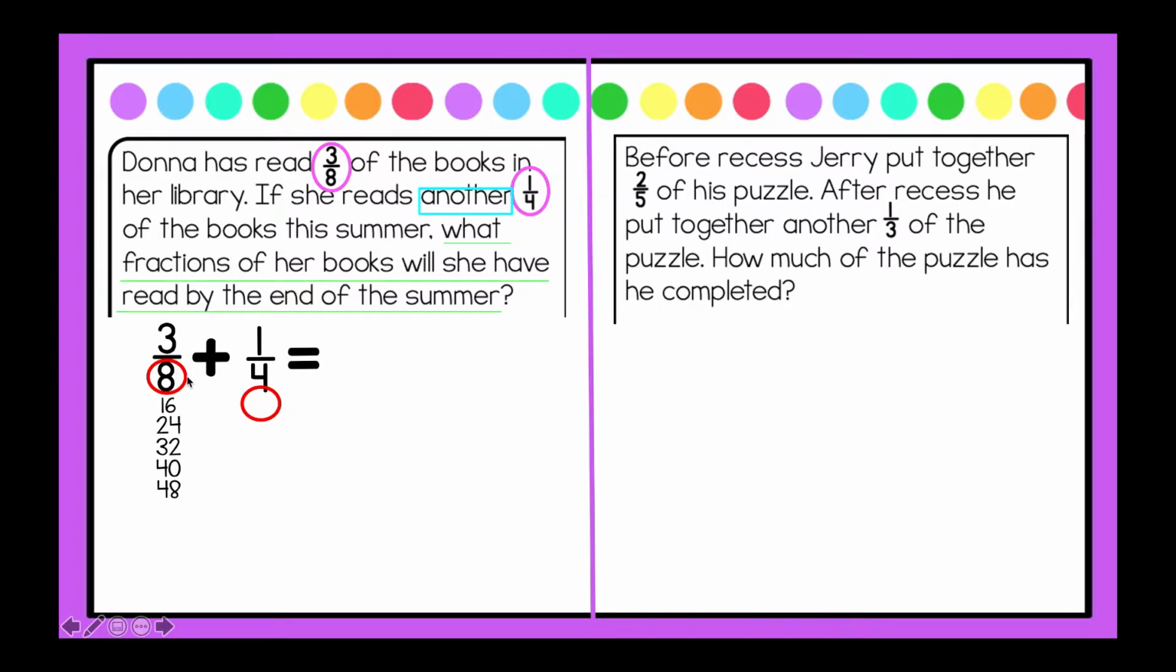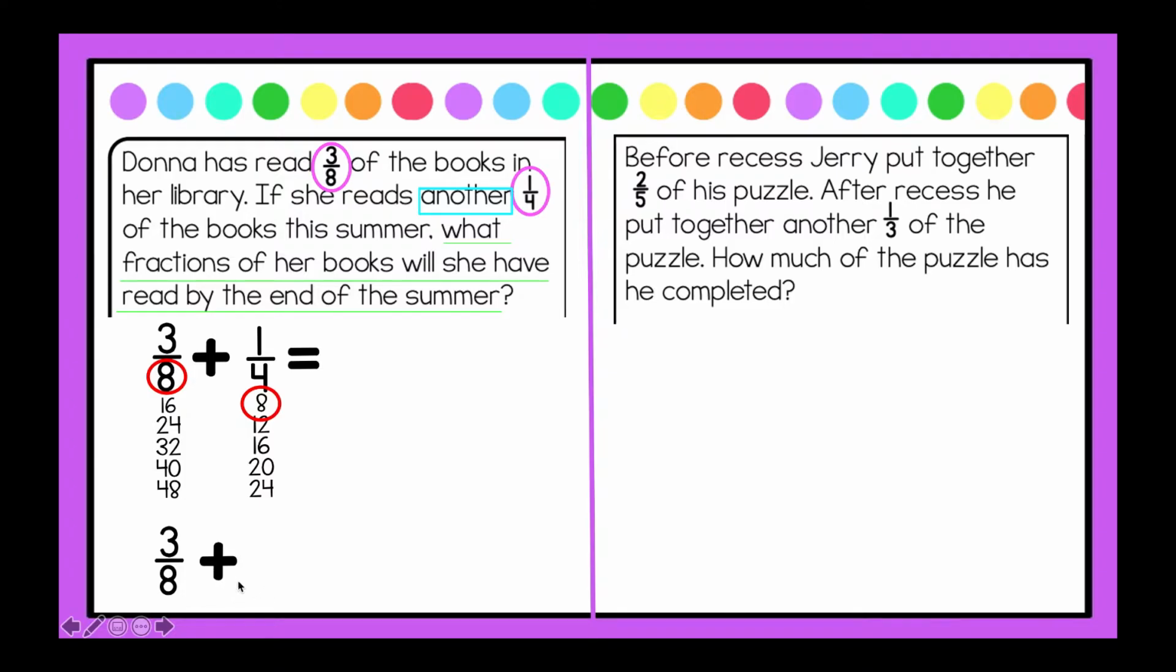Let's see. First step, see if they have common denominators. They do not, so I'm writing out all my numbers here, and those wonderful red circles that were there to begin with gave away that 8 is the common denominator. So we don't have to do anything to 3/8 because it's the same, but we need to do something over here to this 1/4.